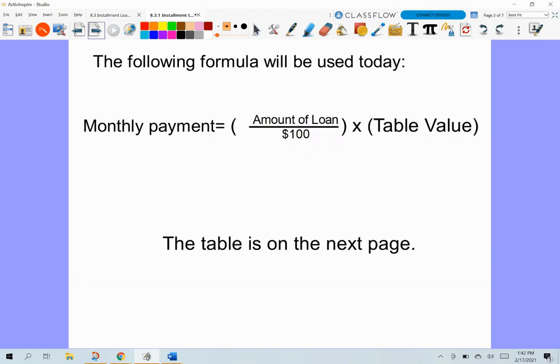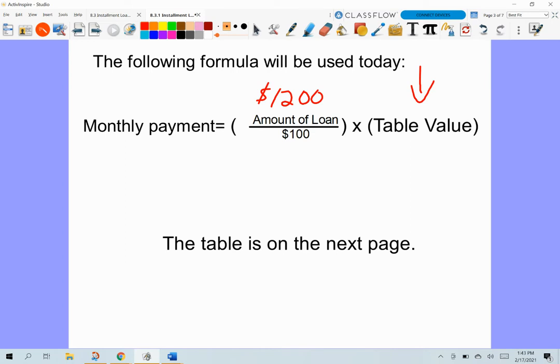So there's a pretty straightforward formula that I'm going to ask you to use. Let's say that we borrowed $1,200 for whatever. It doesn't even matter what we're buying, just how much we borrowed. If we borrowed $1,200, what we're going to do with that amount is divide it by 100, which I'll explain why in a second, and then multiply it by a dollar amount that we're going to find on this table that I'm going to show you here in a second too.